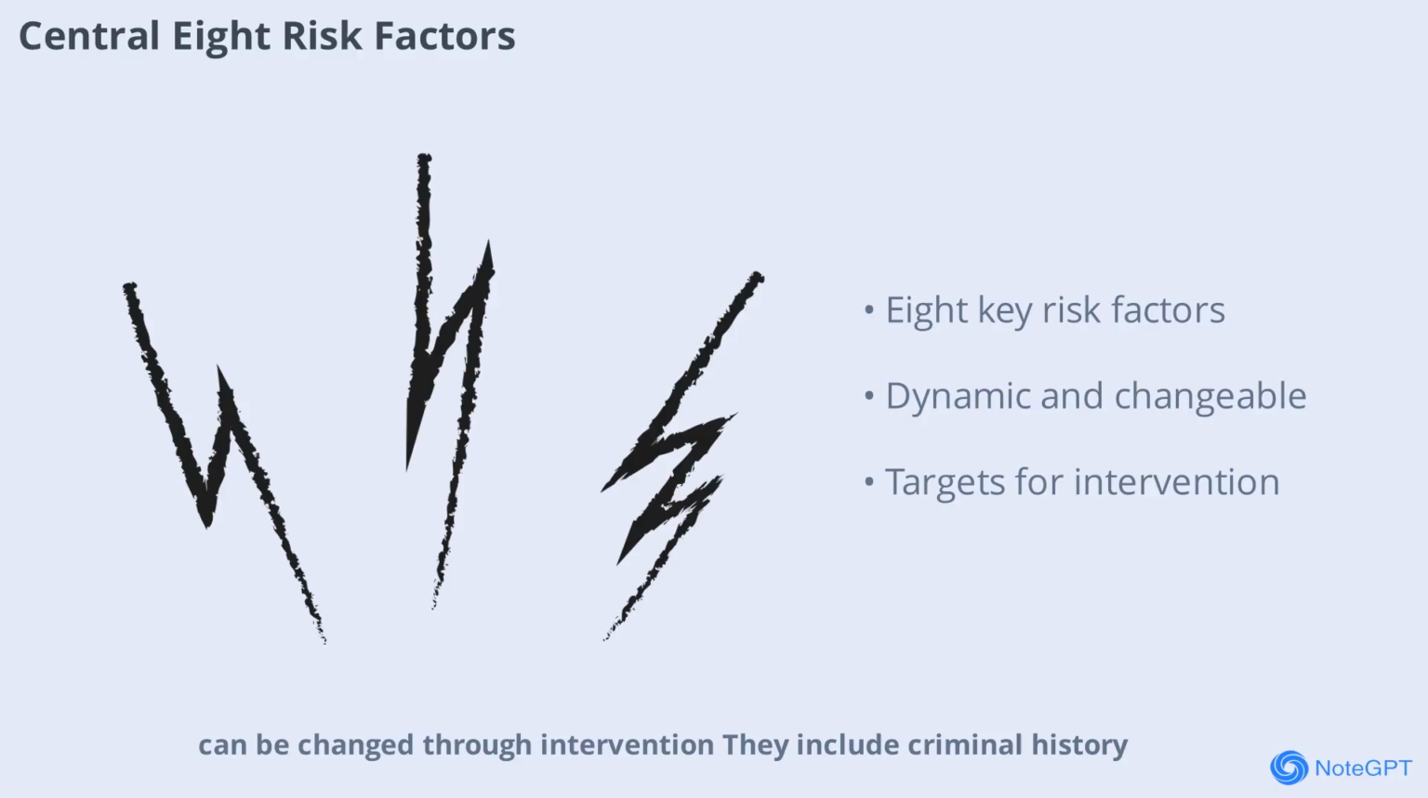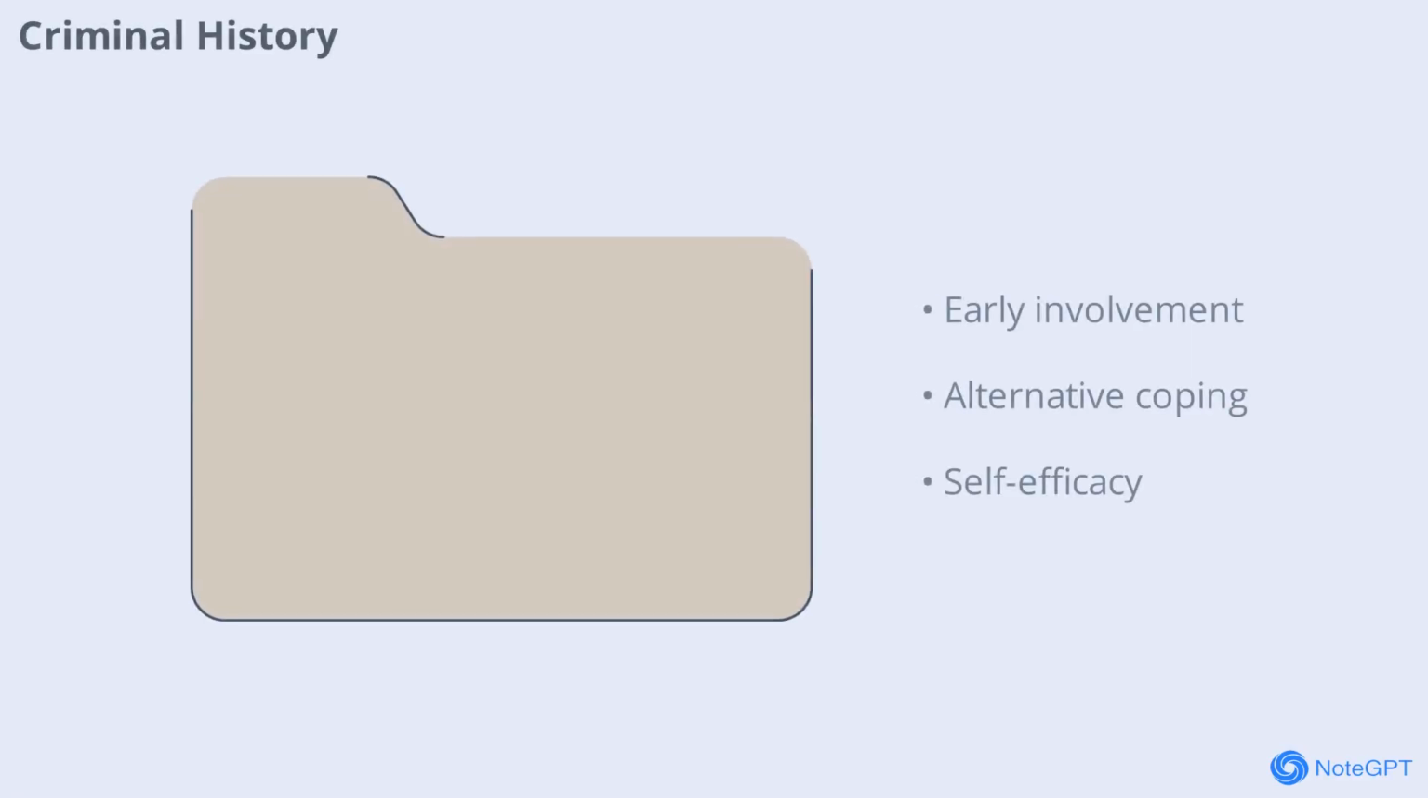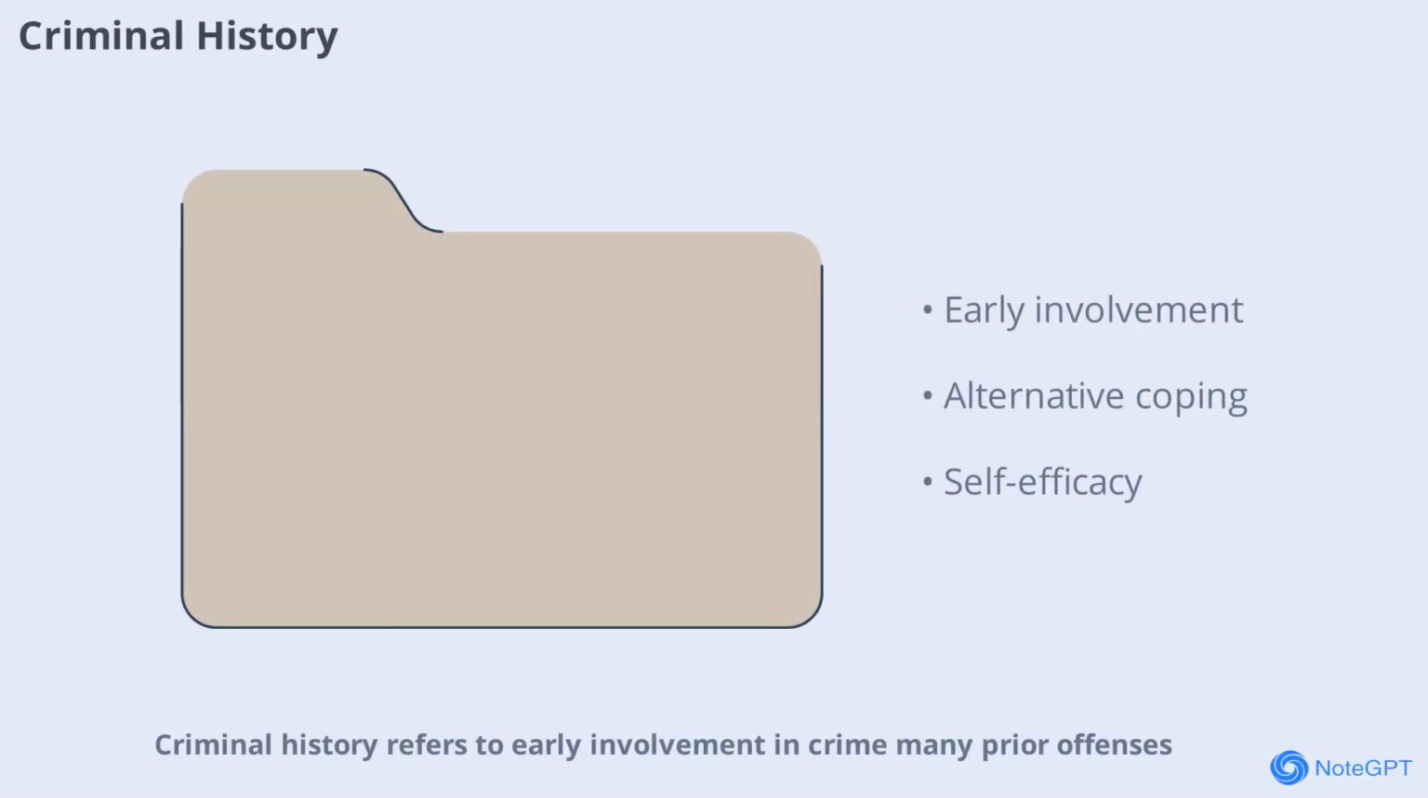They include criminal history, procriminal attitudes, procriminal associates, antisocial personality pattern, family marital issues, school work problems, substance abuse, and lack of prosocial leisure activities. Criminal history refers to early involvement in crime, many prior offenses, and breaches while on release. While history itself can't be changed, interventions can focus on rehearsing non-criminal responses in high-risk situations and building self-efficacy for prosocial choices. For example, someone with a history of burglaries can practice alternative coping strategies for financial stress.